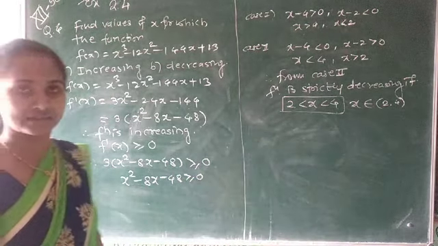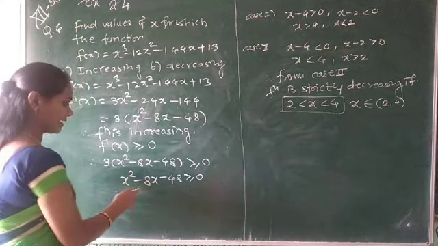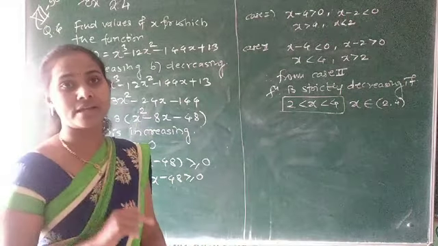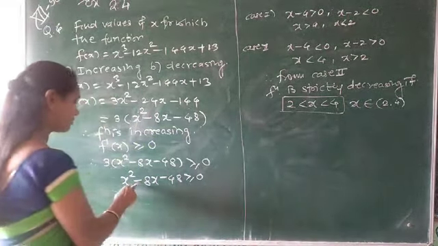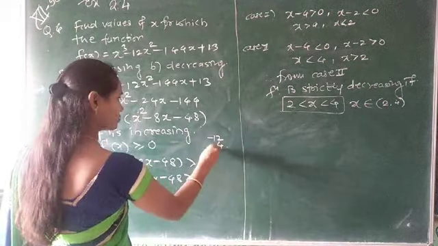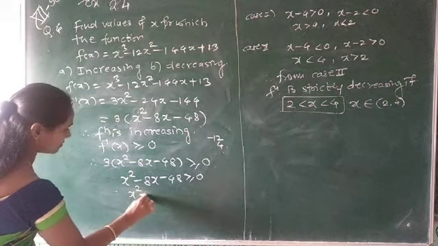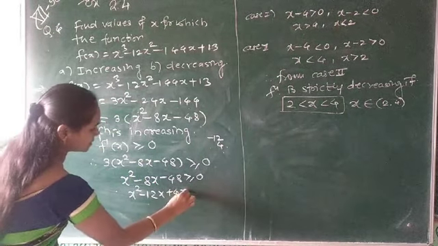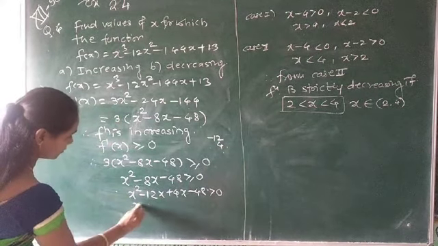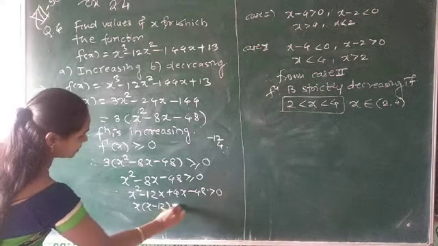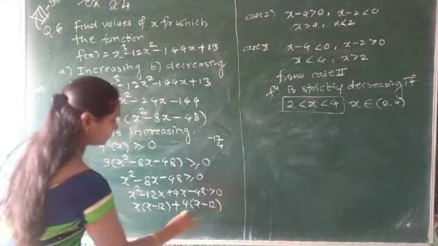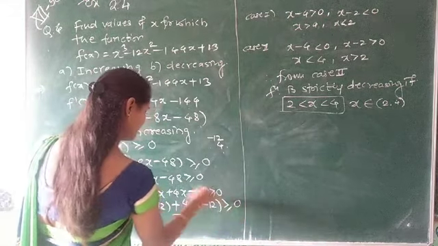Again we have to take the factors whose product is minus 48 and sum is minus 8. So which two numbers? 12 fours are 48. But here we have to take the sum as minus, so take the bigger number as negative, that is minus 12 and plus 4. x square minus 12x plus 4x minus 48 greater than or equal to 0. So take x common from this, hence x minus 12, and here we take 4 common.